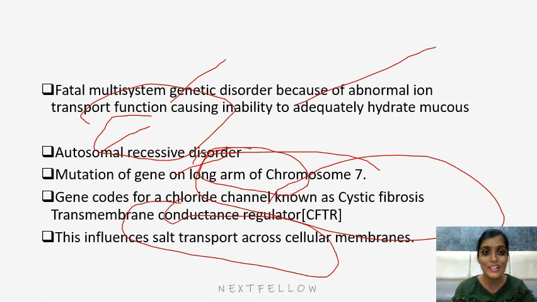It is a fatal multisystem disorder. It causes abnormal ion transport across the membrane, and it inadequately hydrates the mucus in the body. Which means that symptoms will be present wherever mucus secretion is, so mucus secretion will be altered all throughout the body. So it will create symptoms accordingly in those systems.